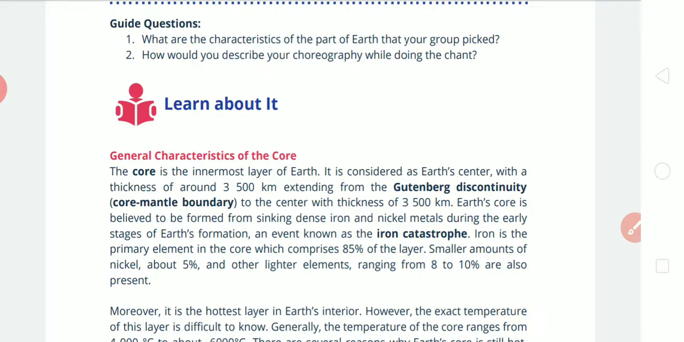Earth's core is believed to be formed from sinking, dense, heavy iron and nickel metals during the early stage of Earth's formation, an event known as the iron catastrophe. Iron is the primary element in the core, which comprises 85% of the layer. Smaller amounts of nickel, about 5%. Then the other elements ranging from 8 to 10% are also present.